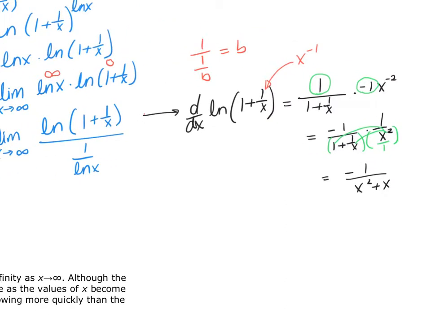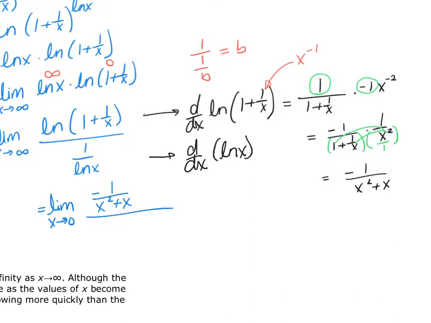So I'm just going to come back over here and say, okay, this is going to be the limit as x goes to 0 of negative 1 over x squared plus x. That's just the numerator part. I'm now going to do the denominator part. To do that, I'm going to do the derivative d/dx, and I'm going to rewrite this as the natural log of x raised to the negative 1. And now I have to use the chain rule.